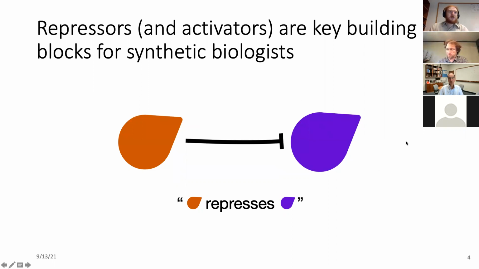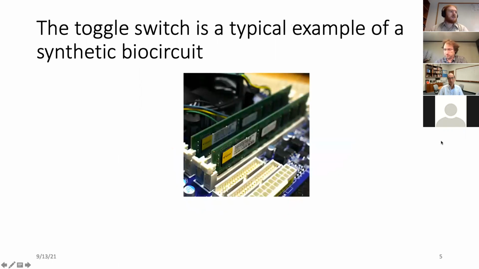So let me describe a couple of really classic examples of repressor-based synthetic biocircuits before we get to the real meat of this. One example is the toggle switch, which comes from the idea of making a biological equivalent of RAM.